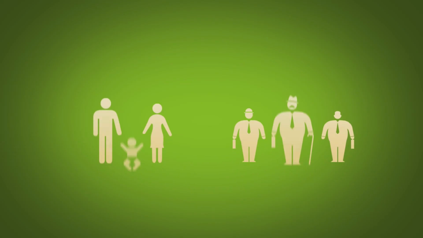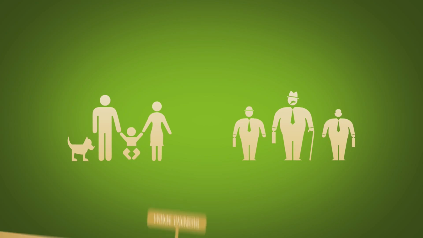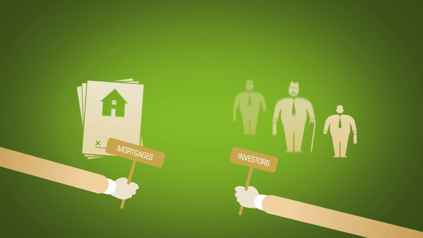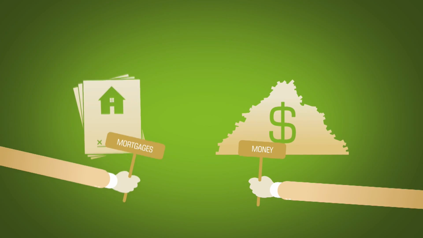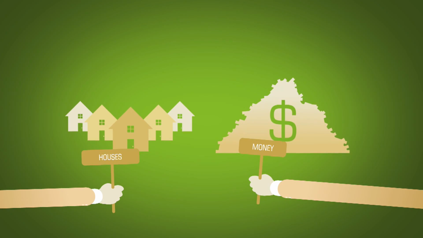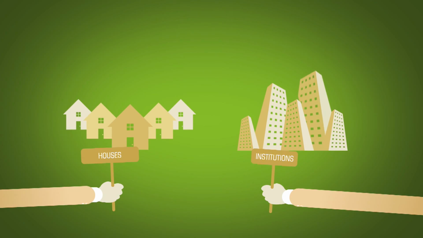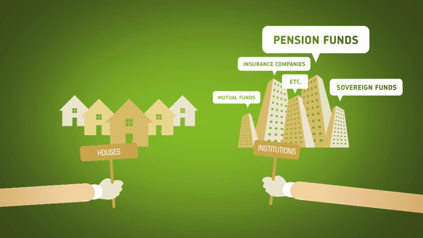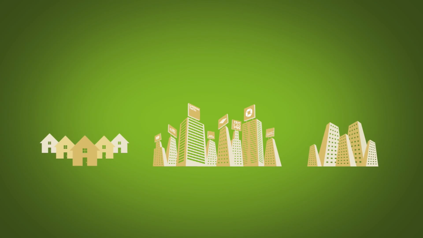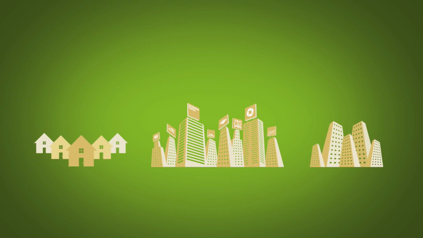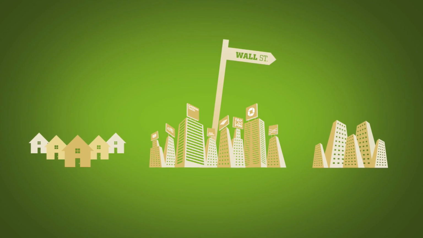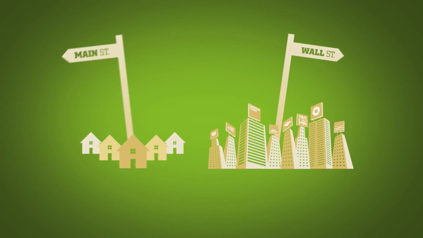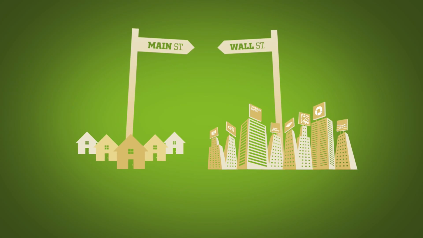Here's how. The credit crisis brings two groups of people together, homeowners and investors. Homeowners represent their mortgages, and investors represent their money. These mortgages represent houses, and this money represents large institutions like pension funds, insurance companies, sovereign funds, mutual funds, etc. These groups are brought together through the financial system, a bunch of banks and brokers commonly known as Wall Street. While it may not seem like it, these banks on Wall Street are closely connected to these houses on Main Street. To understand how, let's start at the beginning.